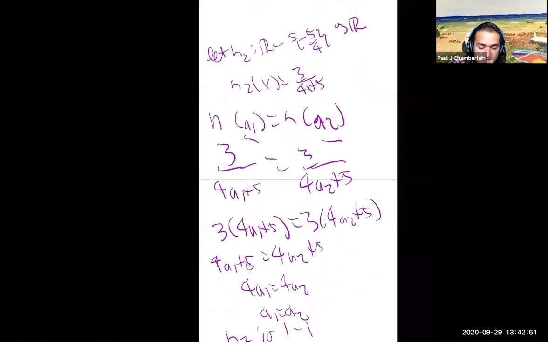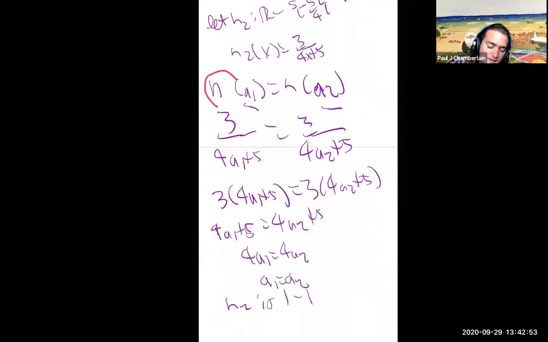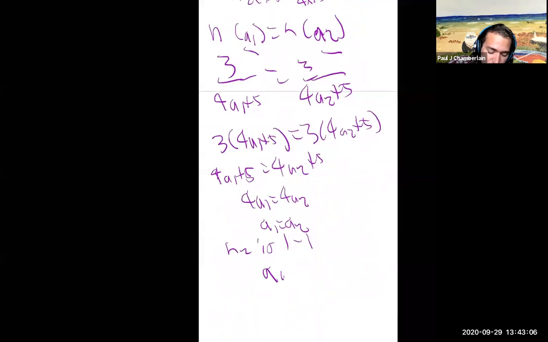two arbitrary elements that have the same output, and then we show that these must have been the same input. We also could do it by choosing two different inputs. So you could choose two different, like a1 and a2, where we know that a1 is not equal to a2, and show that we must have different outputs. That would also be a valid way of doing this.